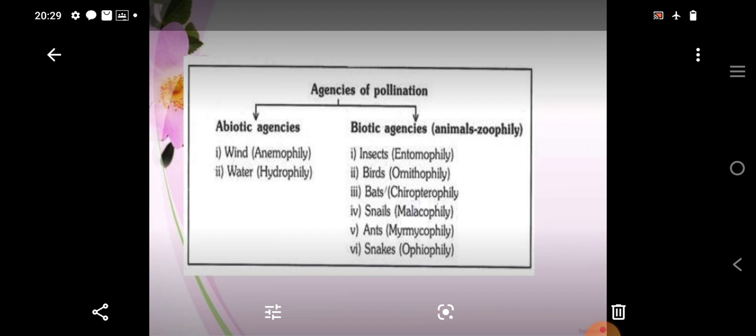And there are various animals which help in the process of pollination. I have a few examples. Suppose insects are pollinating agencies, then it is called entomophily. If birds are pollinating agencies, then it is called ornithophily. If bats are pollinating agencies, then it is called chiropterophily. If snails are pollinating agencies, then it is called malacophily. If ants are pollinating agencies, then it is called myrmecophily. And the last one, when snakes are responsible for pollination, it is called ophiophily. So a very few of them we are going to discuss in detail.